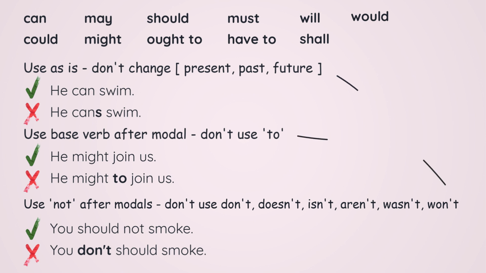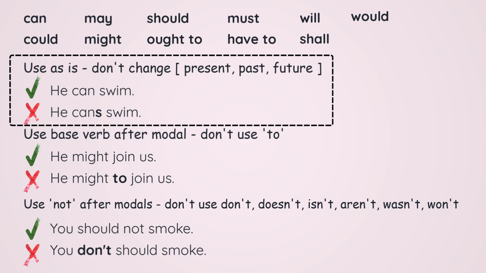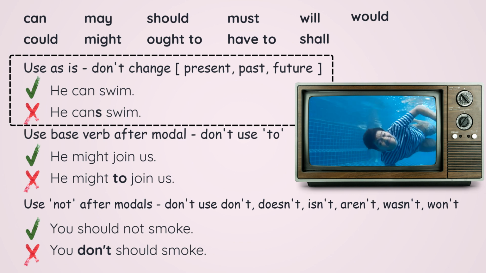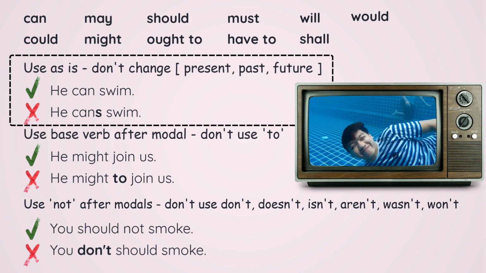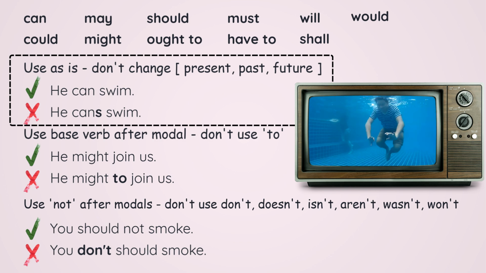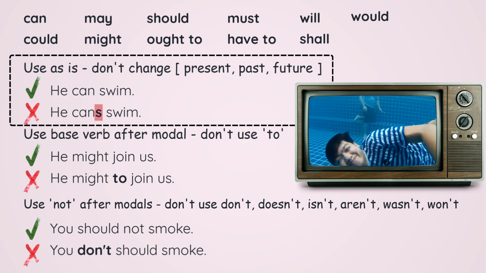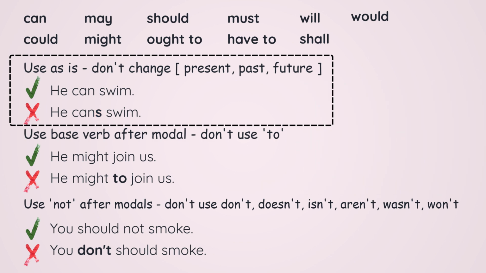Alright, so I'm going to give you now 3 basic rules that you can follow to avoid most of the mistakes that are usually made with the modal verbs. So, first of all, make sure to use the modal verb as is. That means don't change it in the present, or the past, or the future. For example, we can say, he can swim. This is a correct sentence. It would be wrong to say, he cans swim, because here the student put an extra S there. Alright? And we don't need to change that modal verb ever, okay?